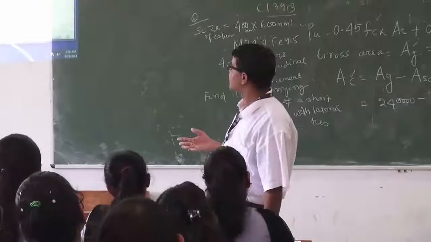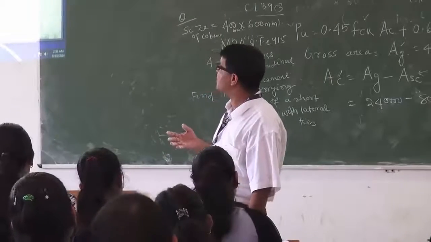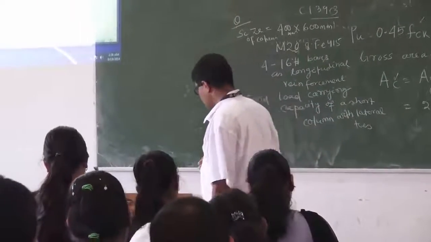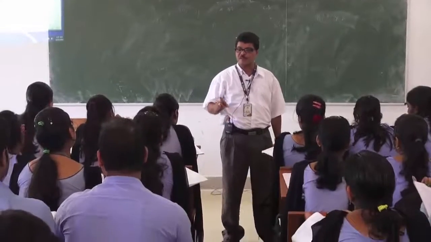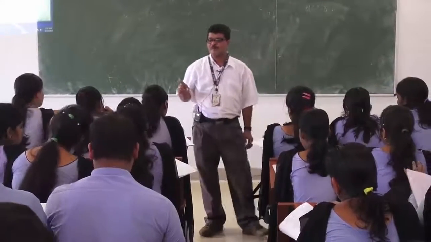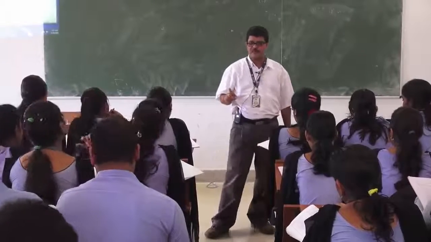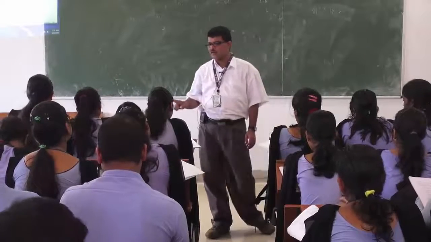So you go to your code page number 48. Page 48 in the code gives the column design procedure. How to design columns. Go to your page number 48 of this IS 456, clause number 26.5.3. See the column design procedure. What is written there? In columns, we have two kinds of reinforcement. One is the longitudinal reinforcement. Second is the transverse reinforcement. Transverse reinforcement may be in the form of lateral ties or in the form of helical ties. Okay, those two kinds of things will come. So either you will provide the lateral ties or the helical ties.